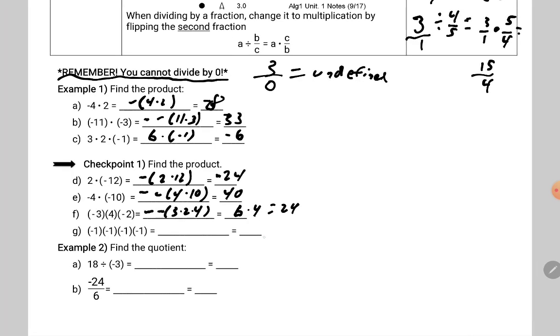Part G, negative 1 times negative 1 times negative 1 times negative 1, or negative 1 to the 4th power. So we have 4 negatives. Remember, if we see 2, that becomes positive, and then these two become positive. And then we have 1 times 1 times 1 times 1, which is 1.